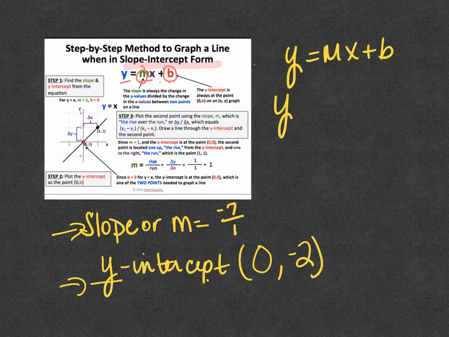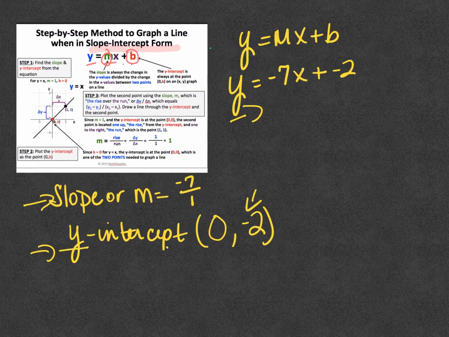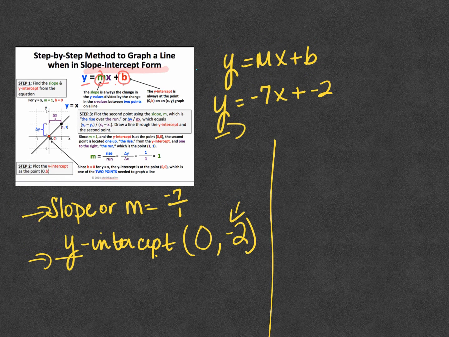So we have y, our slope is -7, although when you are going to graph the slope, you're going to use -7 over 1, x plus -2, and that's how you would write the slope-intercept form.